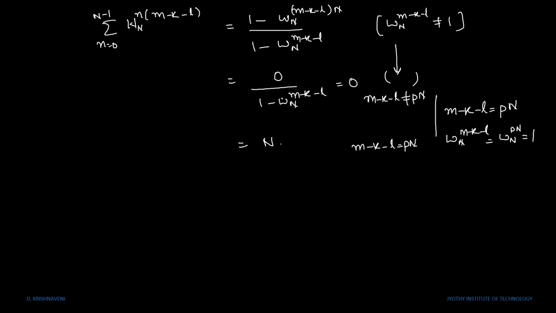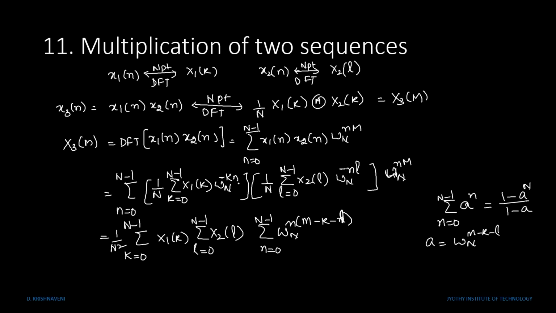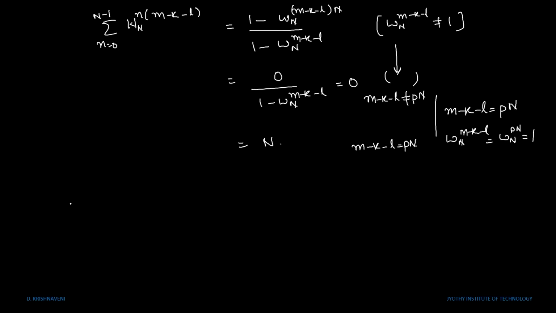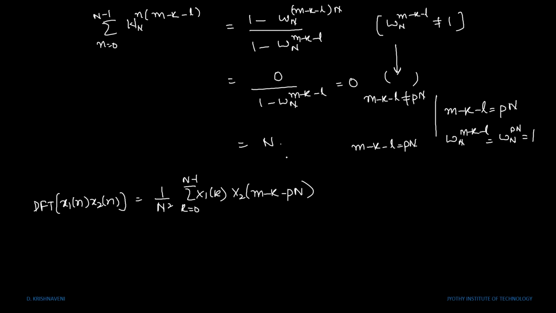So this we are going to substitute in the previous summation formula. So we have the DFT of x1 of n into x2 of n is equal to 1 by N square, summation k equal to 0 to N minus 1 of x1 of k, summation of x2 of l, where l we will write as l equal to m minus k minus pN. So the summation over l will go and we'll get the same summation here into this N.